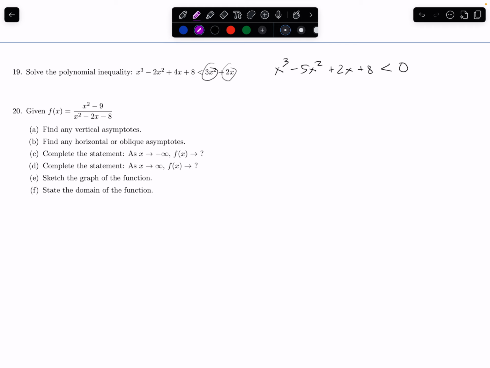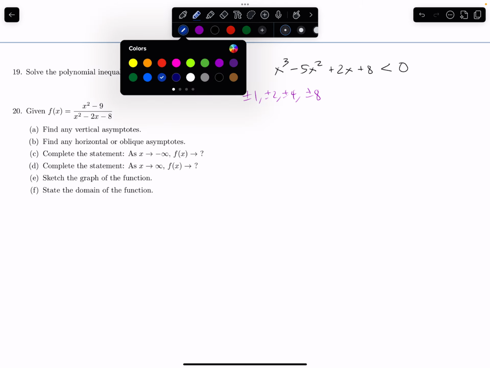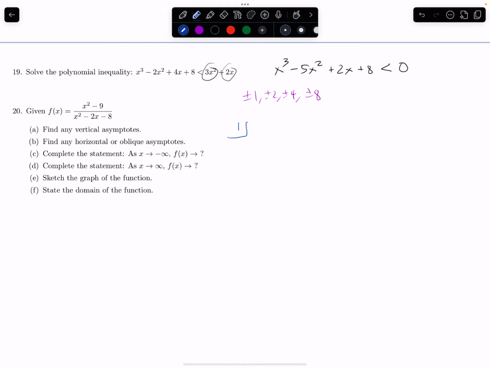To do that, I want to know where the zeros are. And to know where the zeros are, I'm going to look at what my possible rational zeros are first. Well, the last coefficient is 8. The leading coefficient is 1. So plus or minus 1, plus or minus 2, plus or minus 4, plus or minus 8. Those are all the natural choices to check. So let's start by checking plus or minus 1. Here are my coefficients.